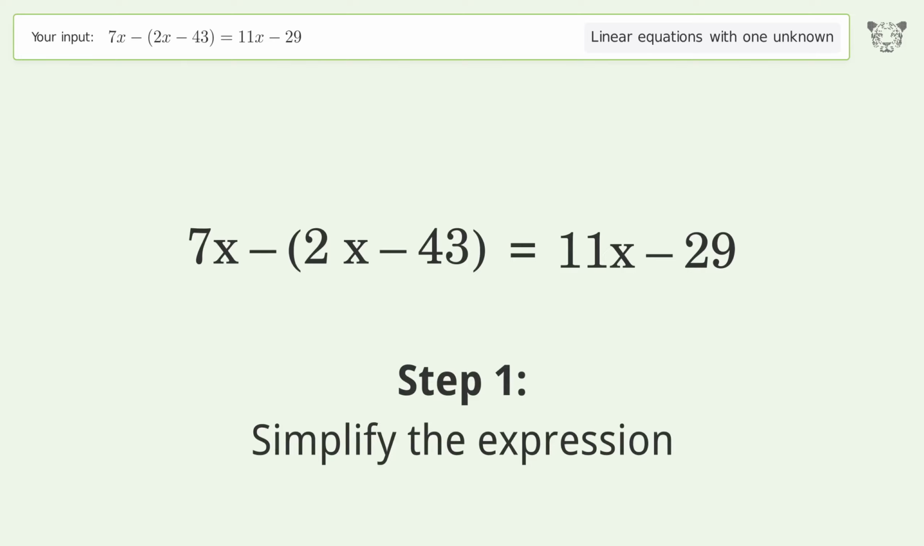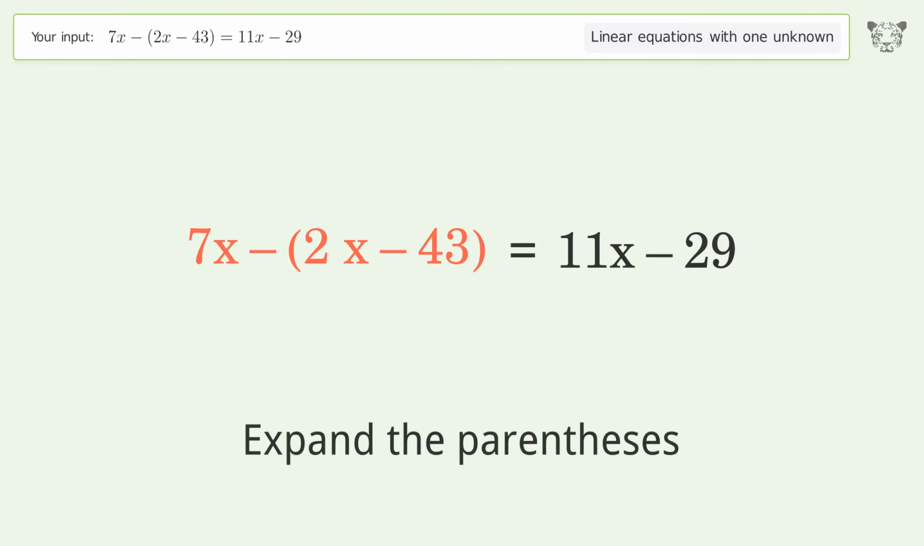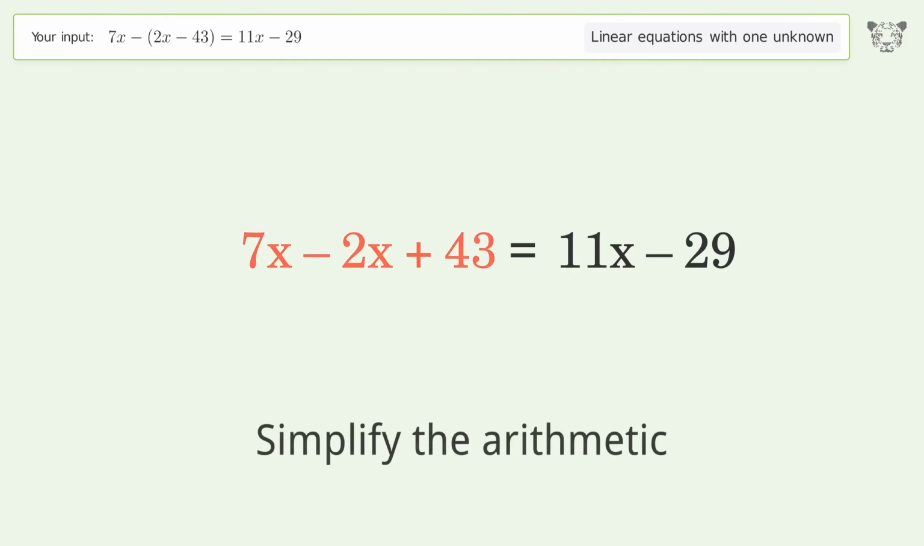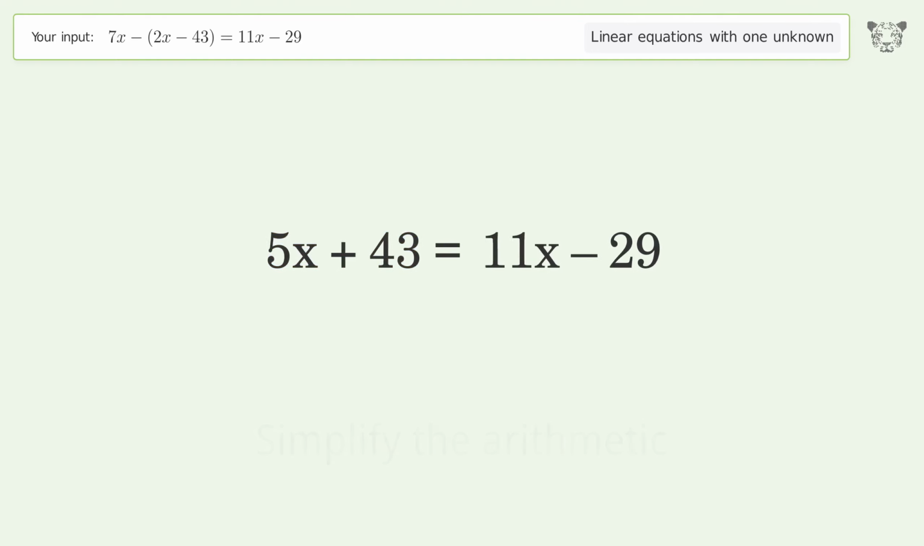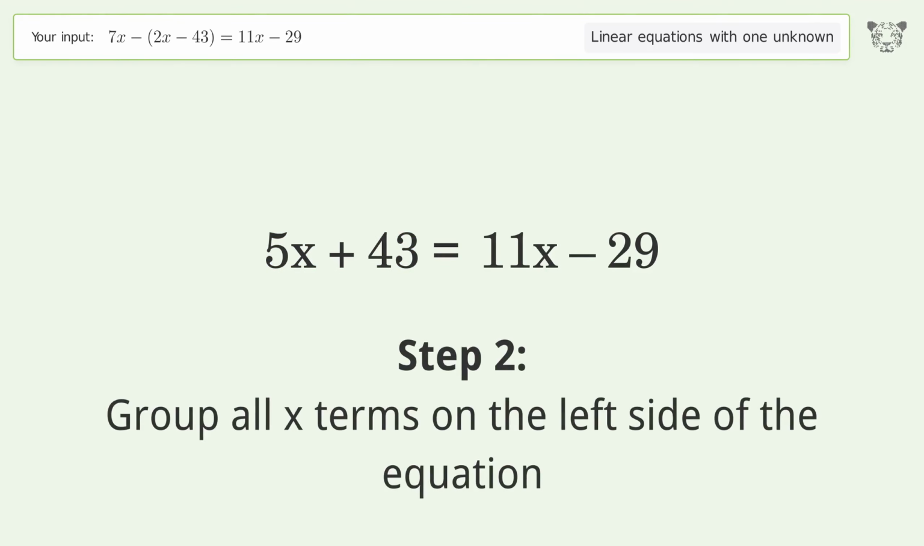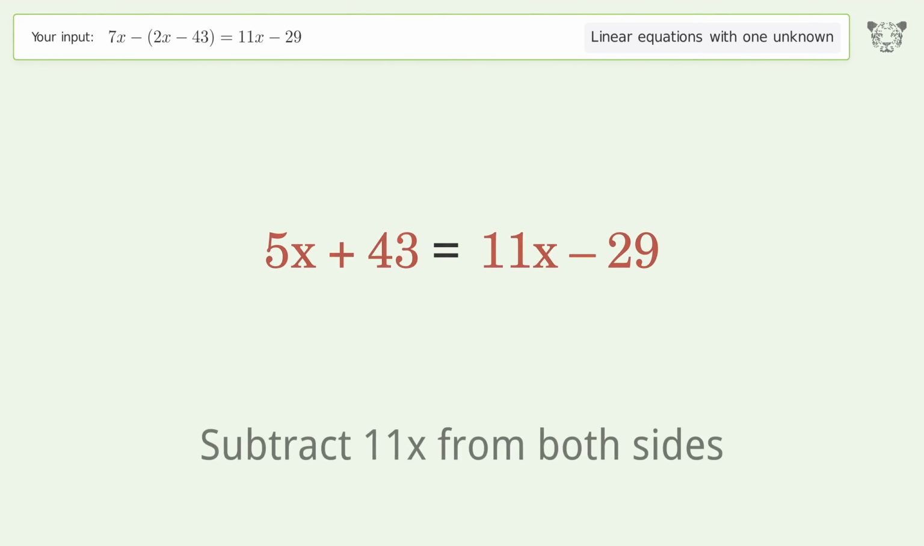Simplify the expression. Expand the parentheses. Simplify the arithmetic. Group all x terms on the left side of the equation. Subtract 11x from both sides.